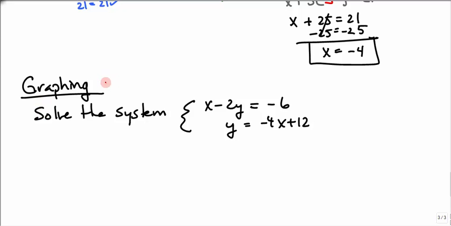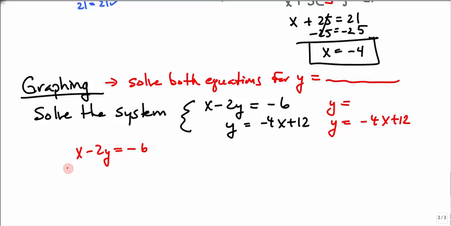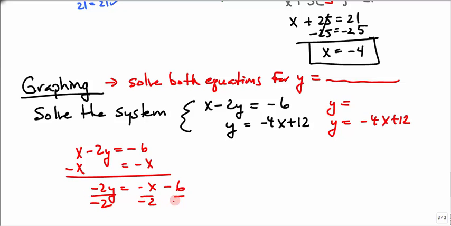Now to use graphing, I have to solve both equations for y equals. So if this one's ready, y equals negative 4x plus 12. This one I need to still solve. So for this one, I have x minus 2y equals negative 6. I'd subtract the x from both sides. Negative 2y is equal to negative x minus 6. And then I divide both sides through by negative 2.